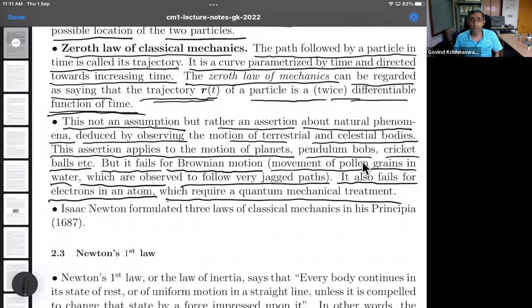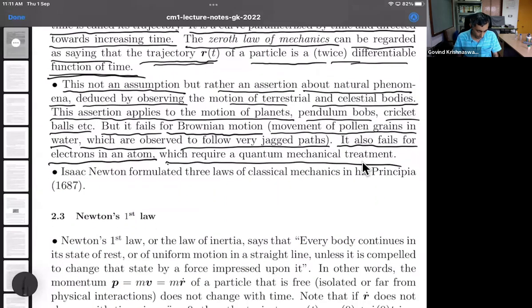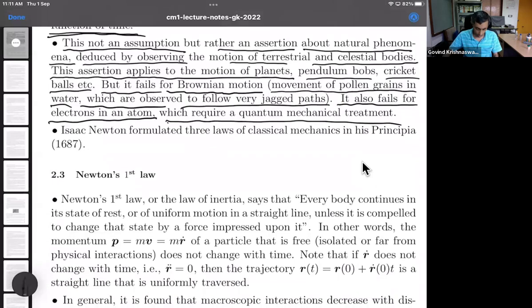Okay, so having said that we are now studying phenomena where particle trajectories are twice differentiable functions of time, let us go further. Now we would like to come to what are called Newton's laws. So Isaac Newton formulated three laws of classical mechanics in his Principia. In 1687 it was published.